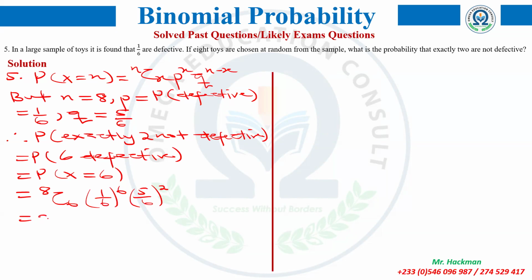28. It should give you 28. Okay. Then 1 over 6 to the power 6 gives 1 on 46,656. Okay, if she's right, I'm also right. So this one we know gives us 25 over 36. Yes. Okay, so now you use your calculator to do everything here.